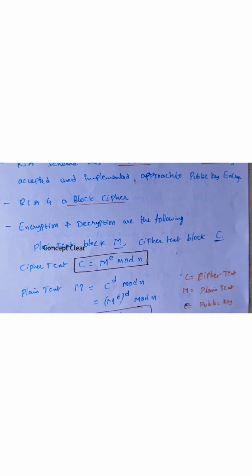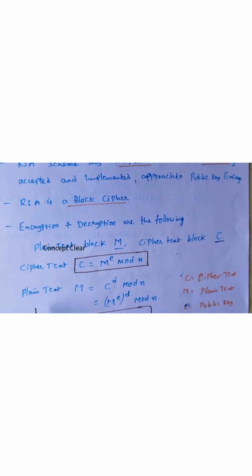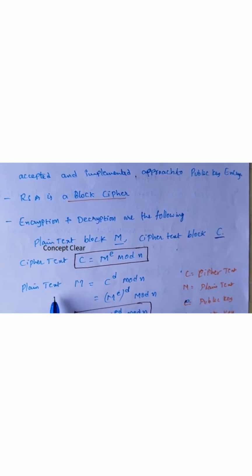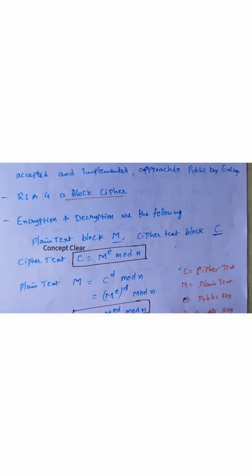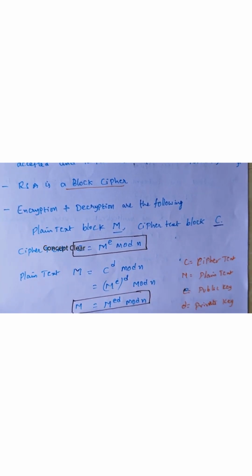Here, to perform encryption, after encryption you will get the cipher text. So cipher text C equals M power E mod N. To perform decryption, the plain text M equals C power D mod N. Finally we will get M equals M power ED mod N. Here C is the ciphertext, M is the plain text, E is the public key and D is the private key.